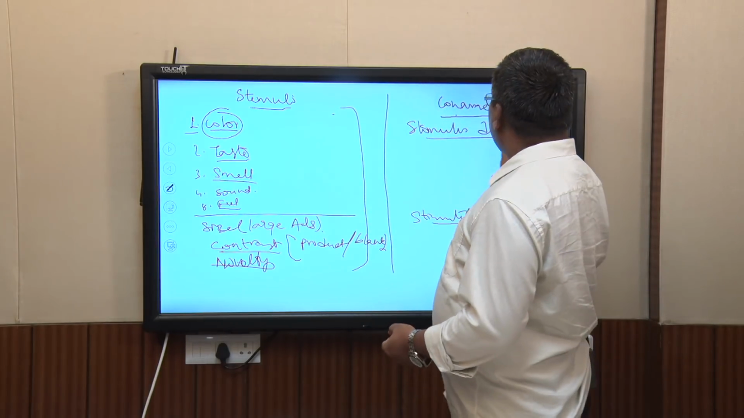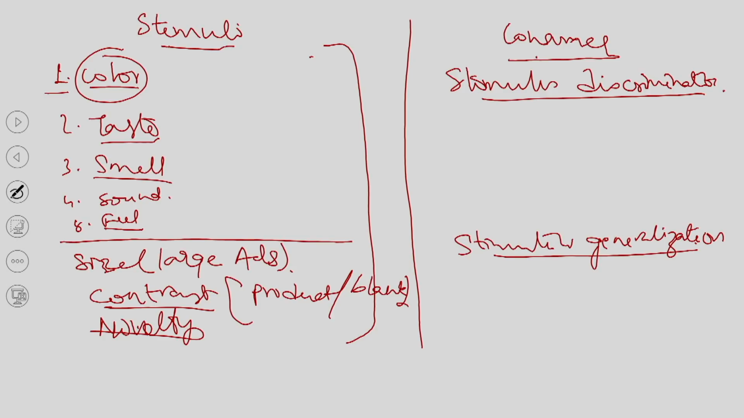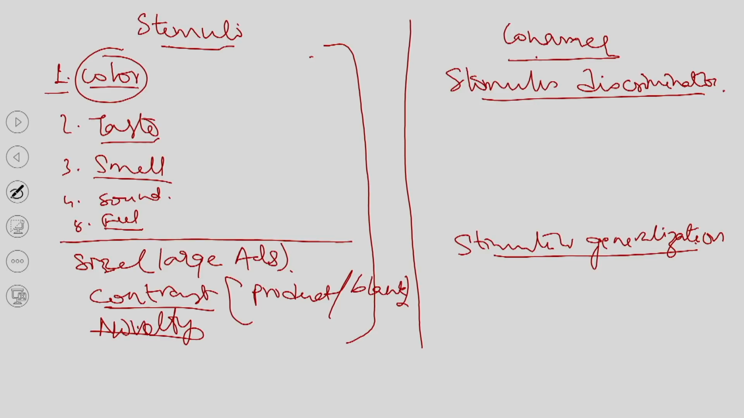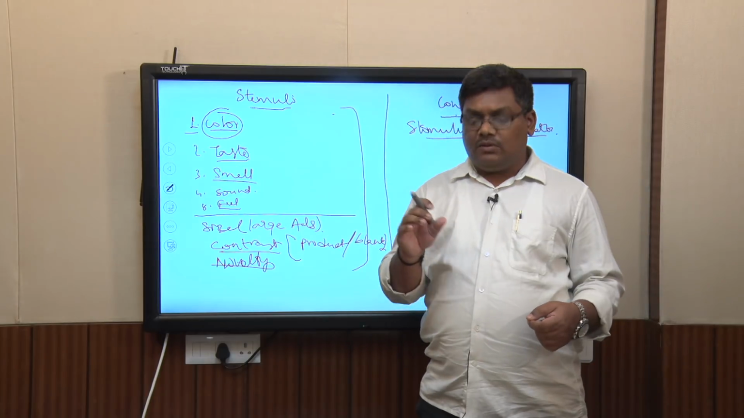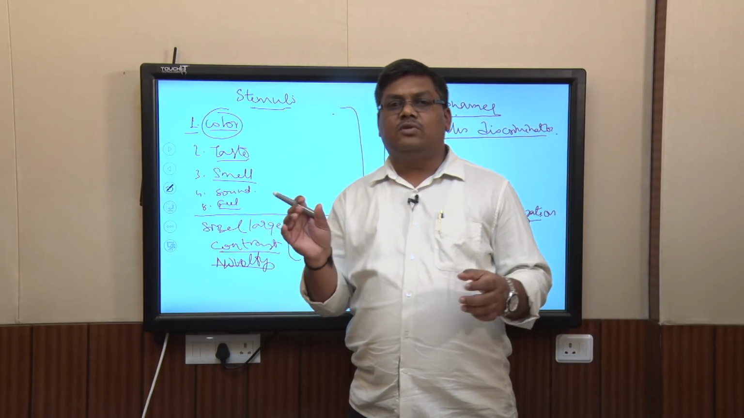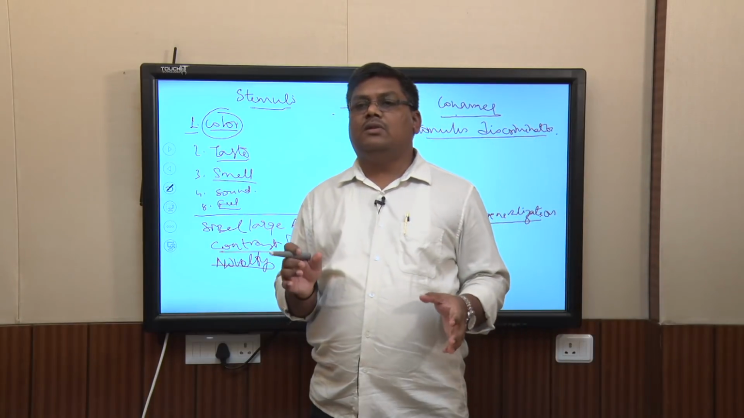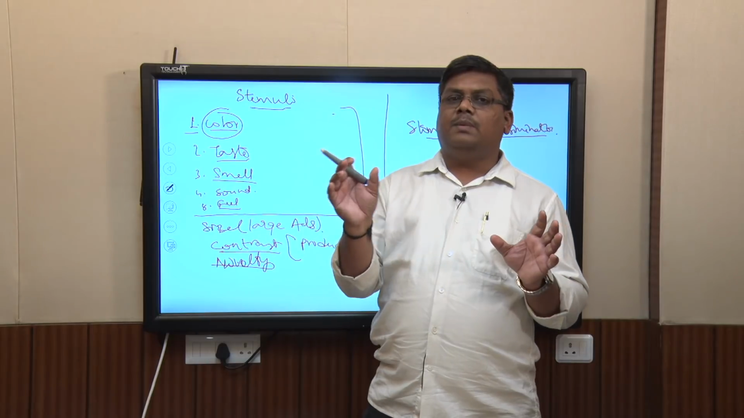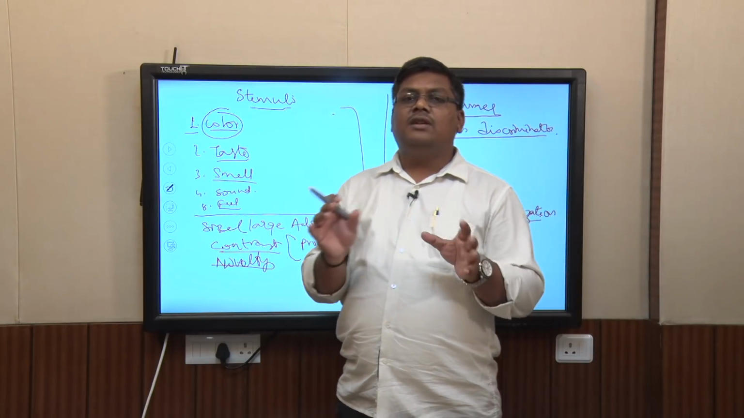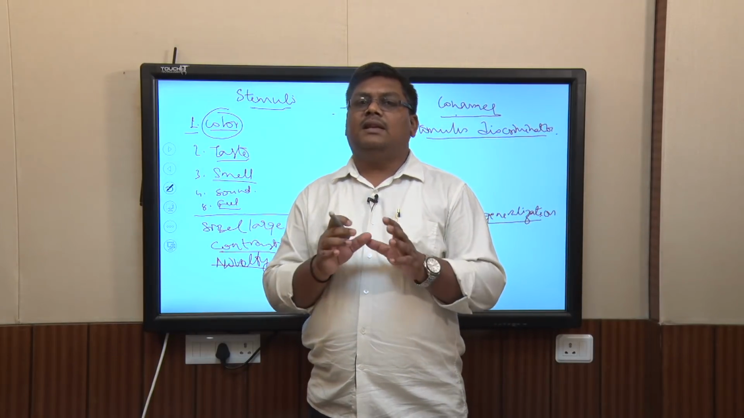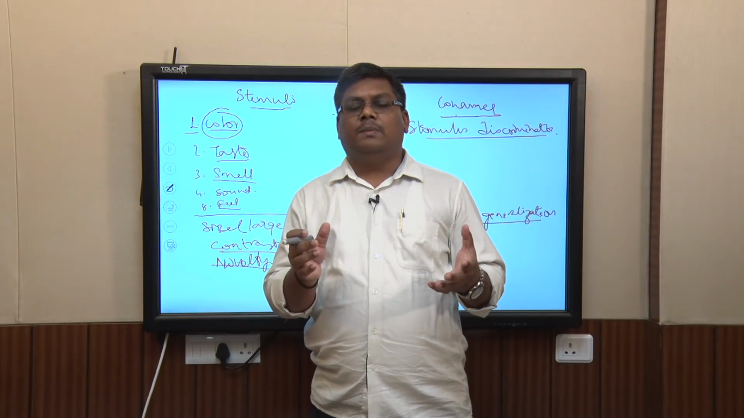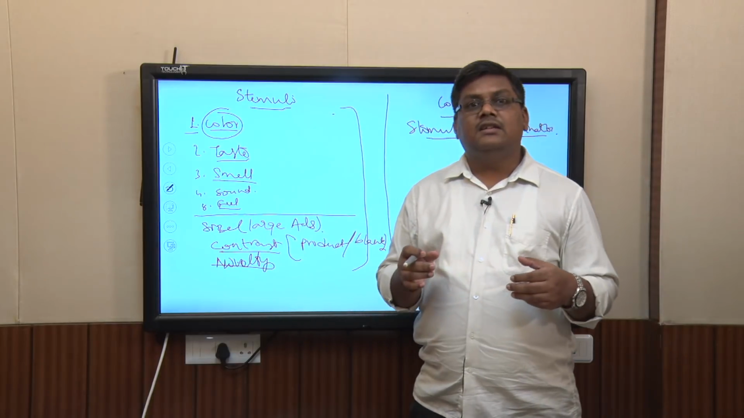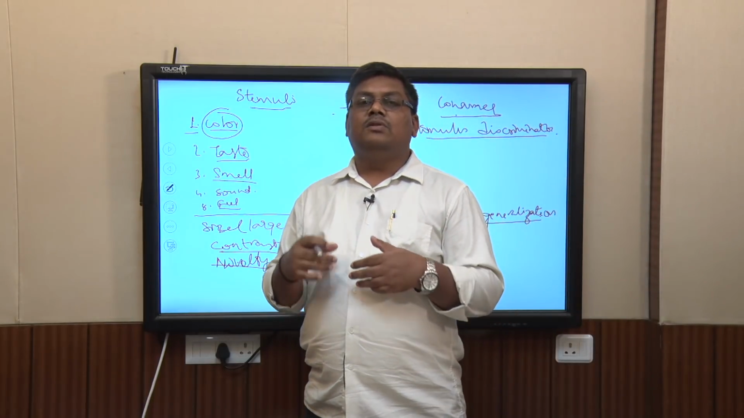In stimulus discrimination, the consumer is able to discriminate between two stimuli, and that is a very important process, because the consumer has to discriminate between the product he likes and the alternate product available to him. If he cannot discriminate between them, he will not be brand loyal, he will not choose a product, he will not run after a product, he will not have a favorite product. And stimulus generalization is the process through which the consumer is able to generalize.